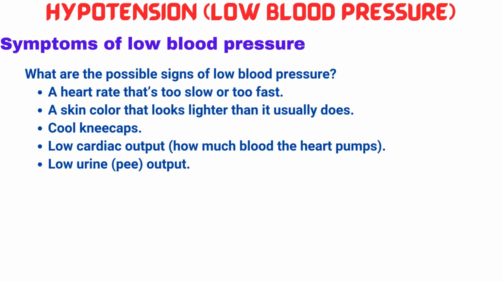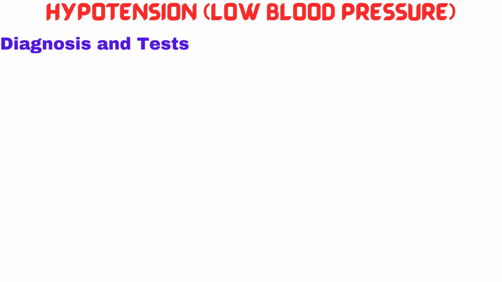What are the possible signs of low blood pressure, or what the healthcare provider may observe? The healthcare provider may observe these signs of low blood pressure: a heart rate that is too slow or too fast, a skin color that looks lighter than it usually does, cool kneecaps, low cardiac output, that is, how much blood the heart pumps, and low urine output.